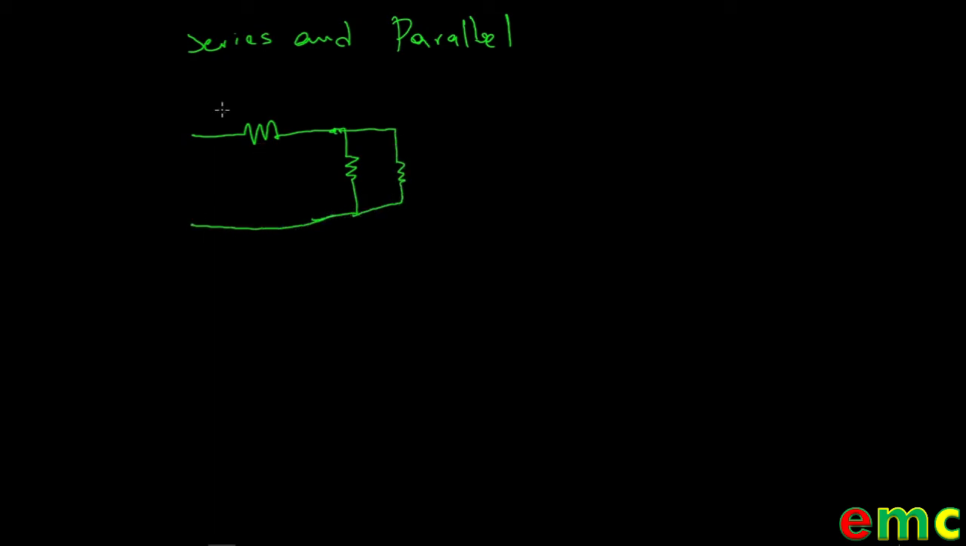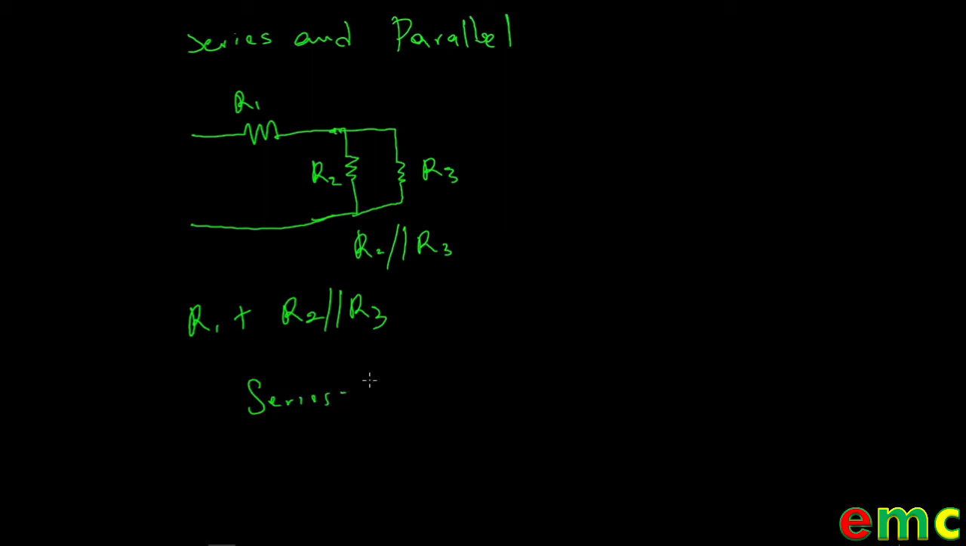If we consider this diagram, if we name this R1, this R2, and this R3, then if you look at this circuit connection now, R2 is connected in parallel with R3, whereas R1 is connected in series with R2 and R3. So this is a perfect example of a series parallel connection.